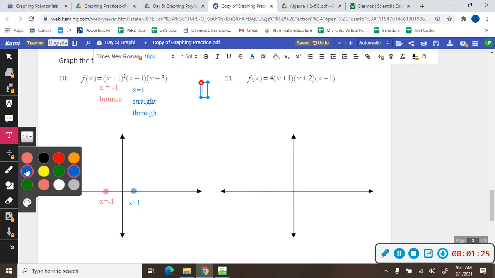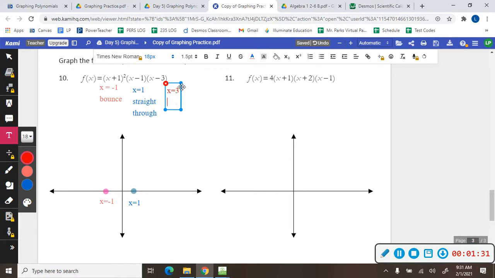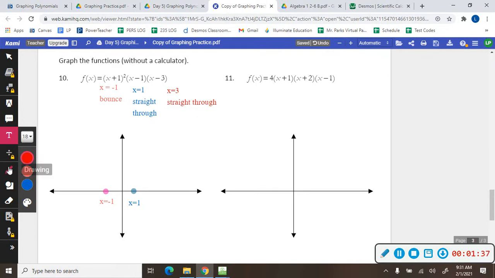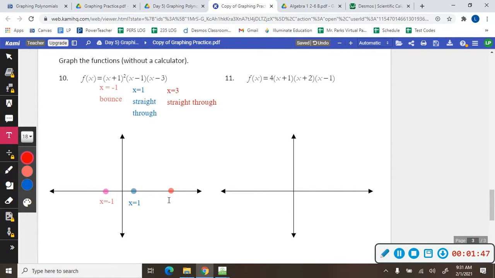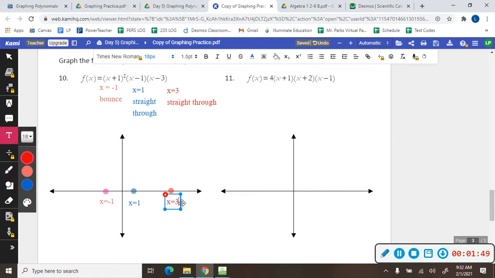And then for x minus 3, that's going to be a solution at x equals 3. And it's also going to go straight through. So at x equals 3, so if that's 1, this would be about 2, that'd be about 3. And it's going to go straight through.